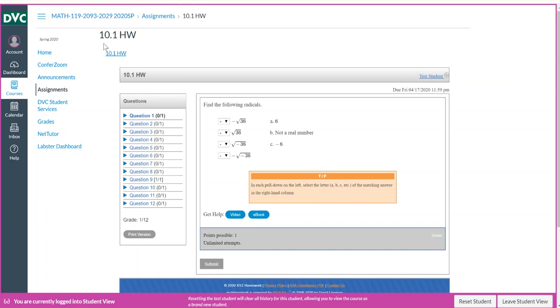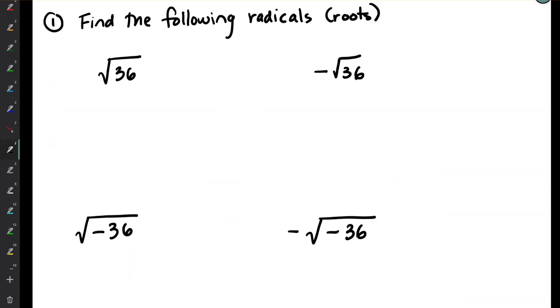So in this video, we are going to get ready for homework 10.1. We're going to first start off with question 1. So the directions are to evaluate the following radicals, and radicals is just another word for root. So this symbol right here, there's secretly a little number 2 right there for square root.